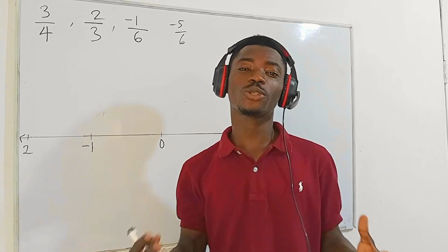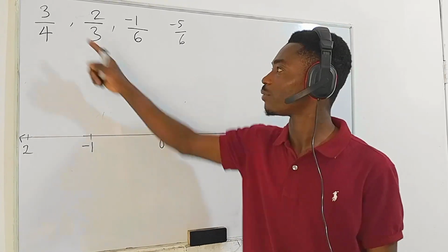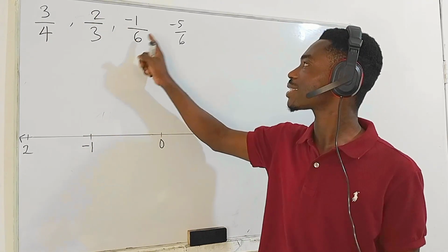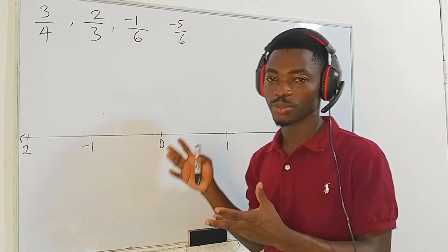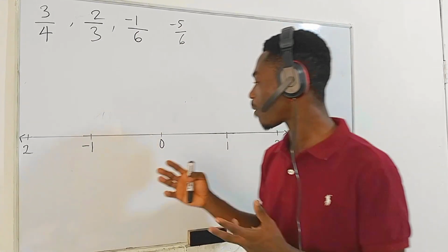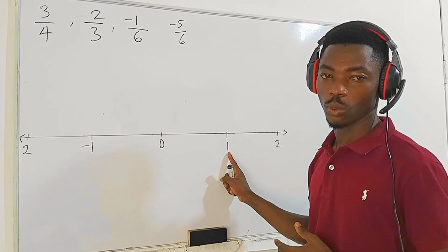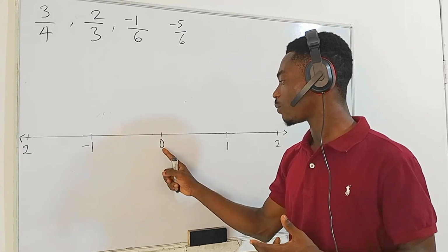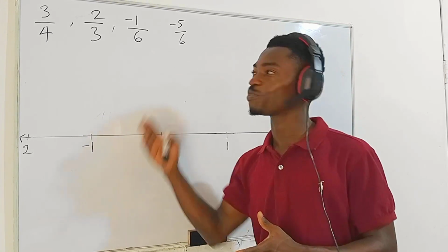All right, now let's look at how we can represent proper fractions on the number line. We have 3 over 4, 2 over 3, negative 1 over 6, negative 5 over 6. Now, before we delve into this, let's pay attention to this. All proper fractions are found between 0 and 1. If it is negative, then obviously it's going to be within from 0 to negative 1. So now that we have this idea, let's begin.